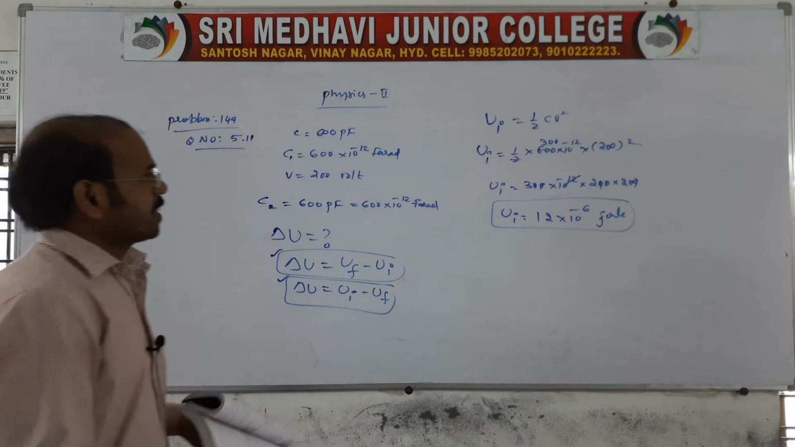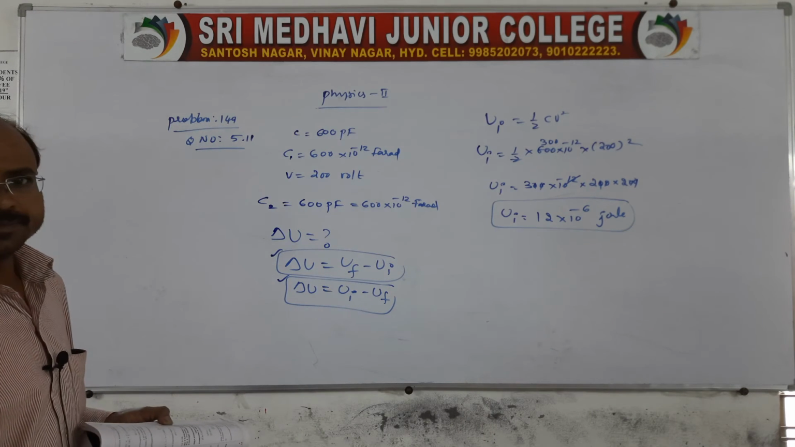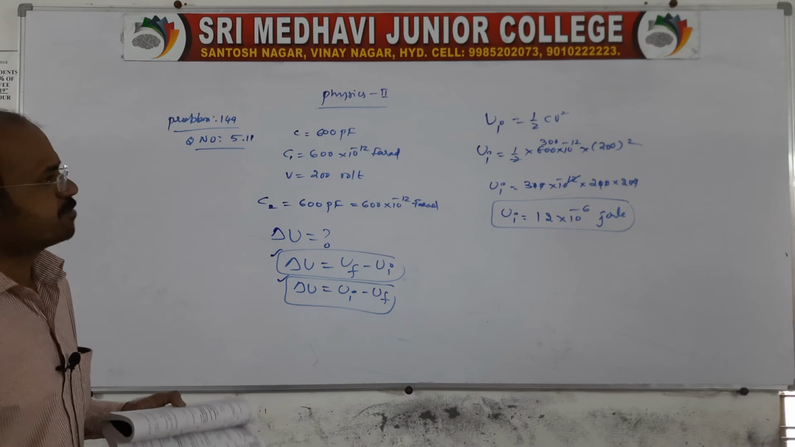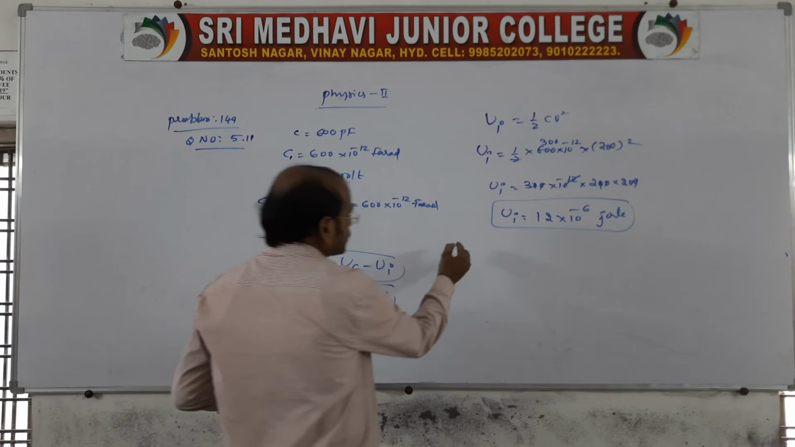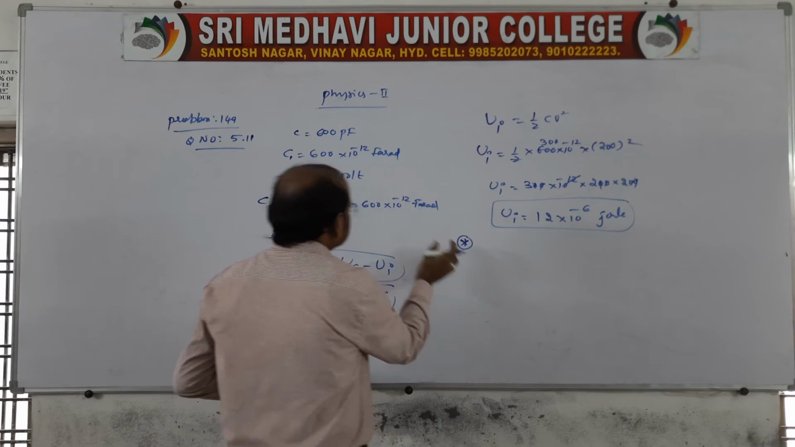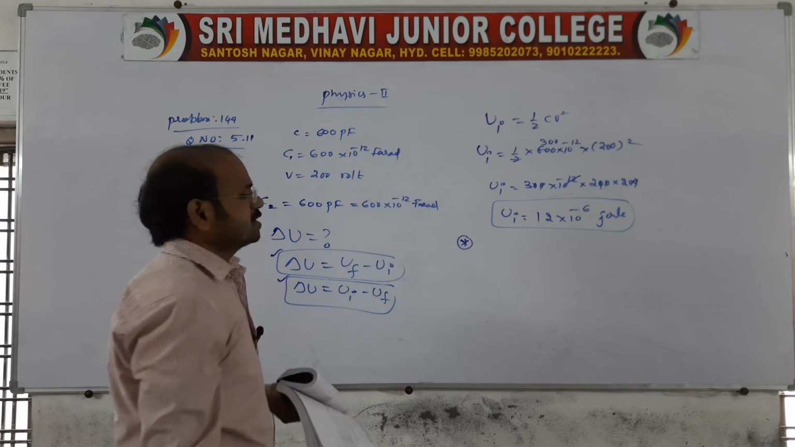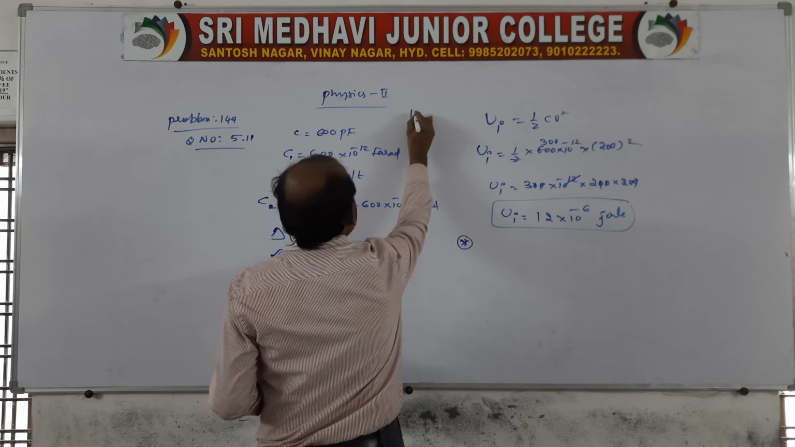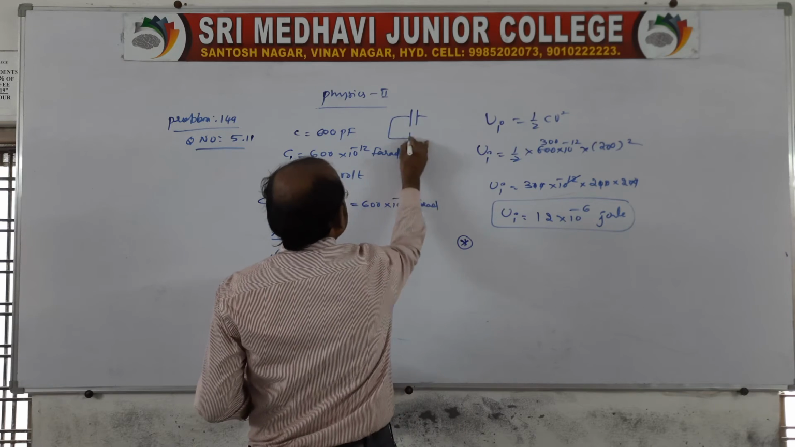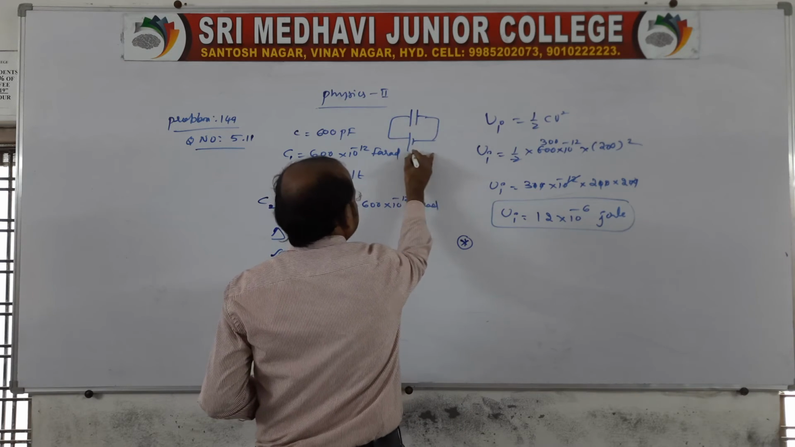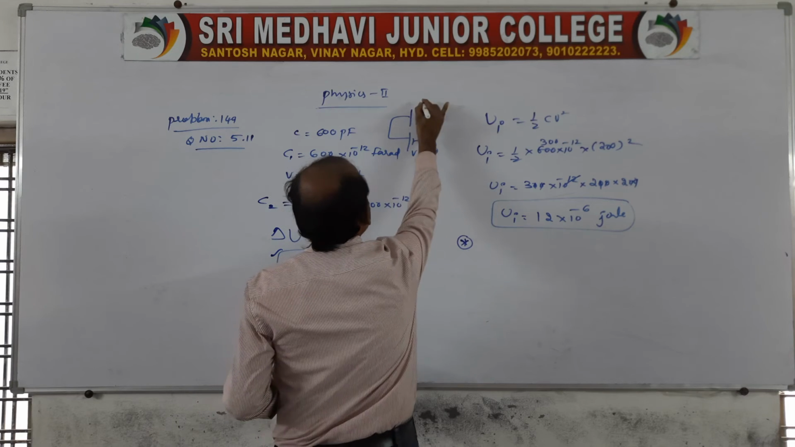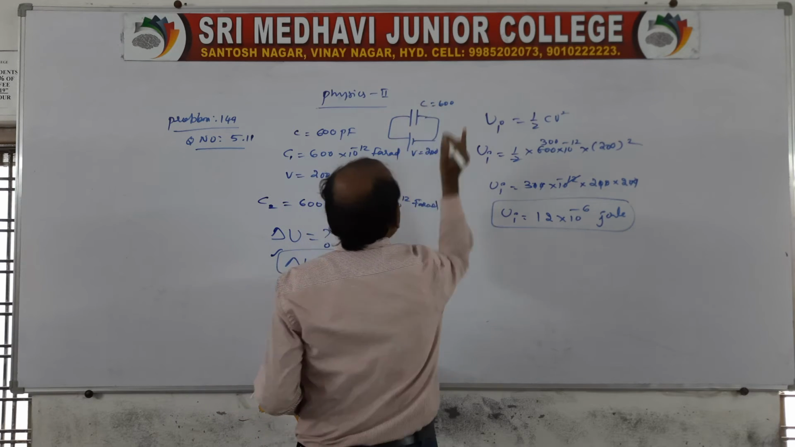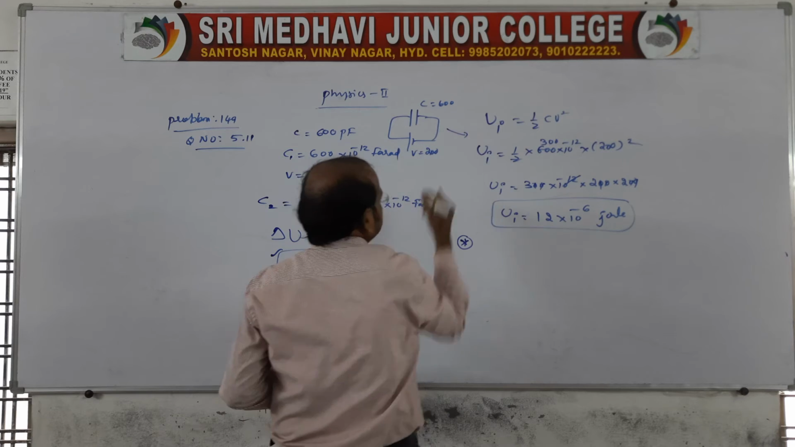There will be a situation without a disconnection of battery. Now we'll move to the capacitor: the first capacitor is removed from the supply and another capacitor is connected. See, first I would like to give you the diagram, which connection is like this. So there will be a potential of 200 and the capacitance is given as 600 pF. So for this the energy will be like this.